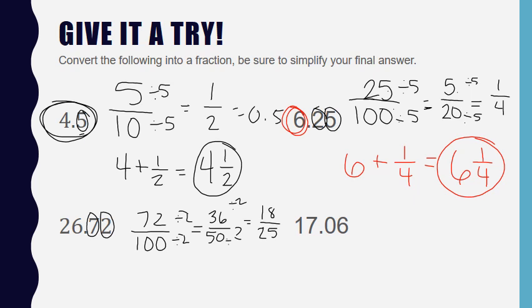At this point, we can't simplify anymore, but it's not my final answer because we have to add back in our whole number, 26 18/25. That is one that I wouldn't be able to do in my head, and I'd have to do this way.